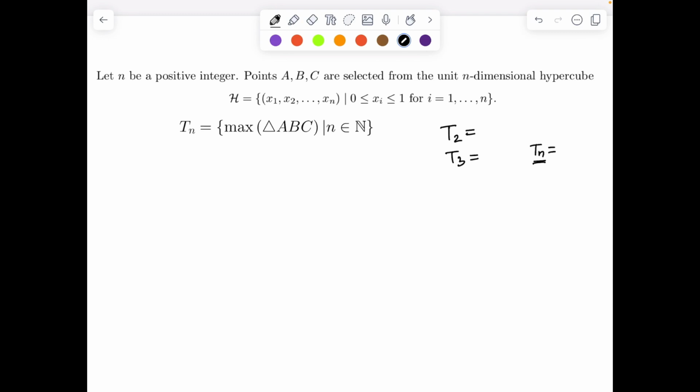So again, as usual, it's better to appreciate the problem. How is this set defined? This set is the set of n-tuples of real numbers, such that all those real numbers lie between 0 and 1, right? So let's restate the problem for n equal to 2.